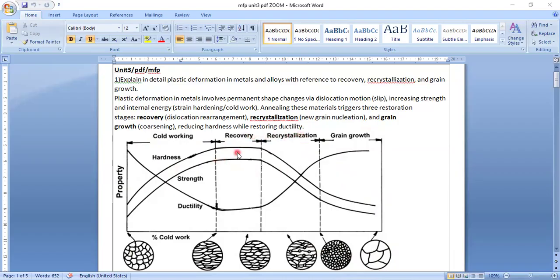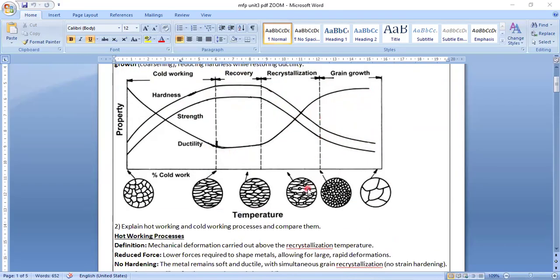In the recovery stage, the strength and hardness, as shown in the graph, are very high, and ductility is very low. Here ductility increases more and more. From the recrystallization stage it is coming down, and in the grain growth stage the hardness is coming down. Hardness and strength both follow the same trend, while ductility is opposite. You have to remember these three properties: hardness and strength increase while ductility decreases, and vice versa.